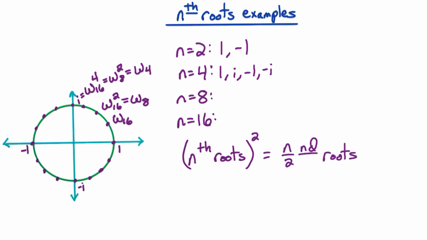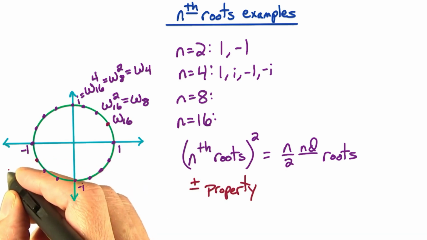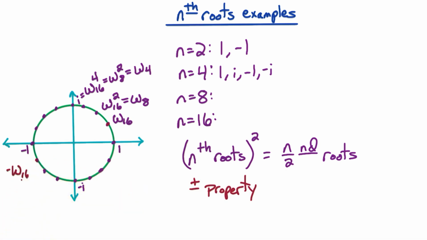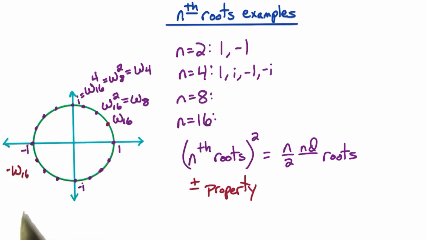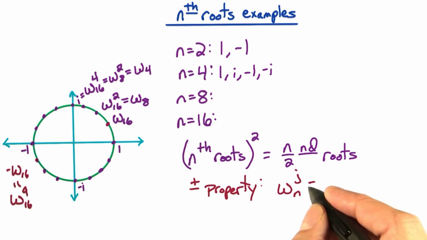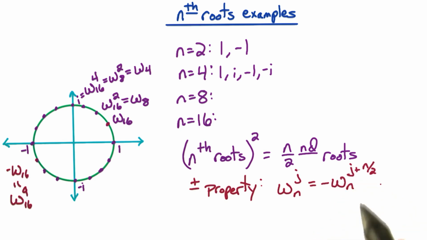The other key property is this plus minus property. Take this point omega sub 16. What is the opposite of it? It's this point right here. This is negative omega sub 16. It's also a 16th root of unity. Which one is it? Well, this is the first, this is the 8th, this is the 9th. This is the point omega sub 16 to the 9th power. And in general, for even n, omega sub n to the jth power is opposite omega sub n to the j plus n over 2. By going an extra n over 2, I'm going an extra pi around, so I'm getting the reflection of that point.